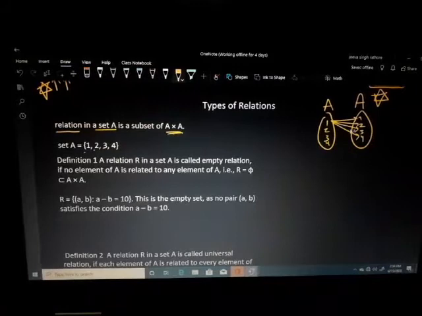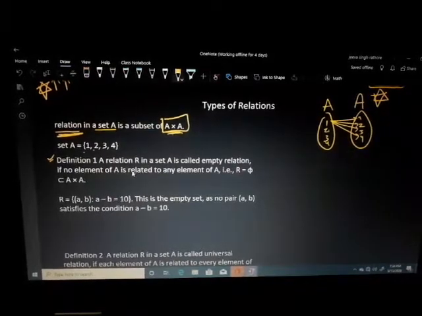1,1; 1,2; 1,3; 1,4. Then next 2 with 1, 2 with 2, 2 with 3, 2 with 4. You can find out A cross A easily, but the relation is a subset of this A cross A.